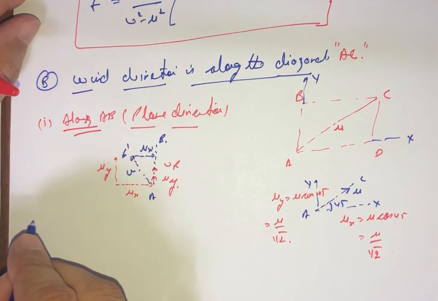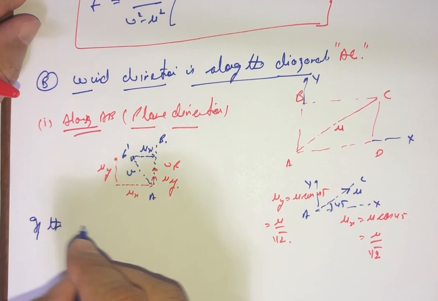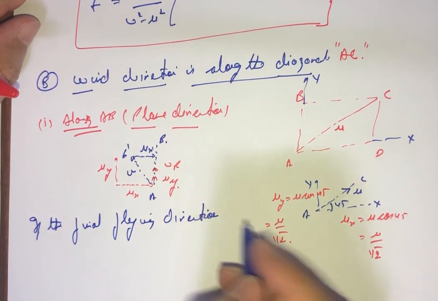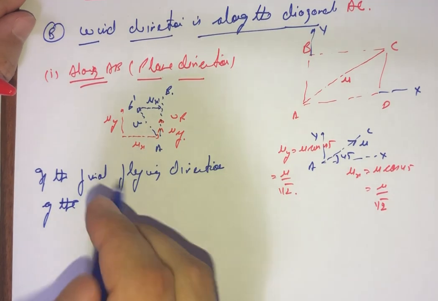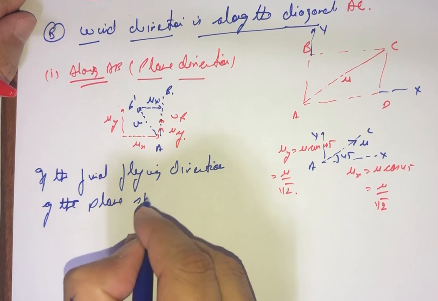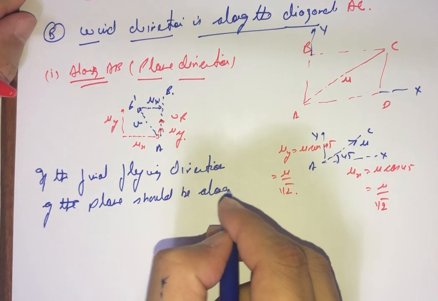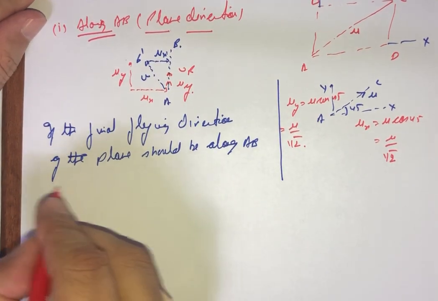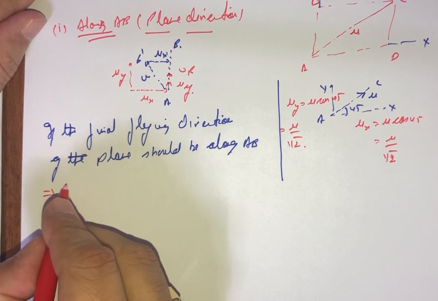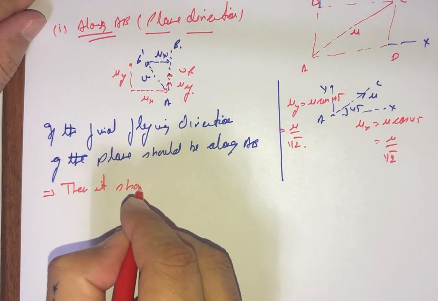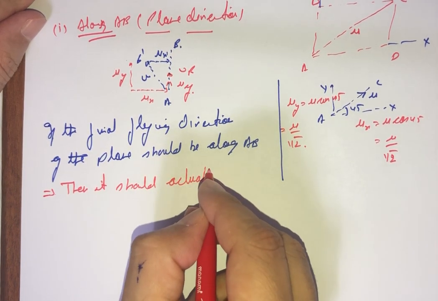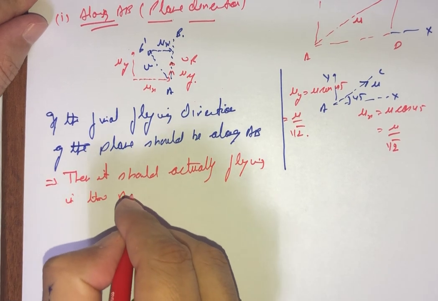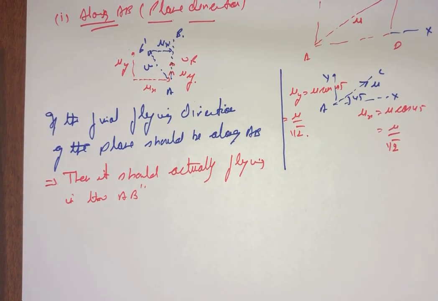Okay. So we can write, if the final flying direction of the plane should be along AB, then it should be actually flying in the direction AB prime. Okay, it should be actually flying in the direction AB prime.